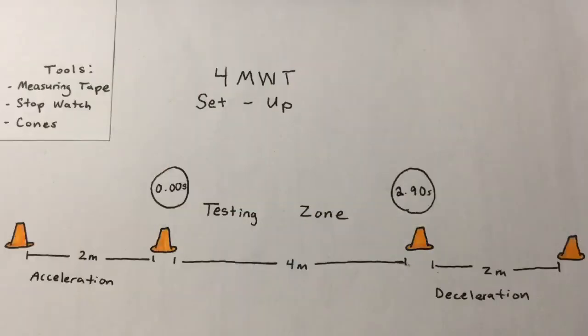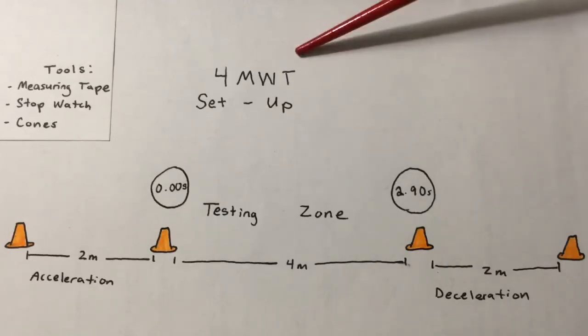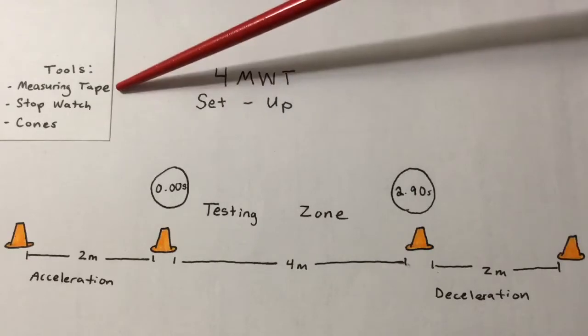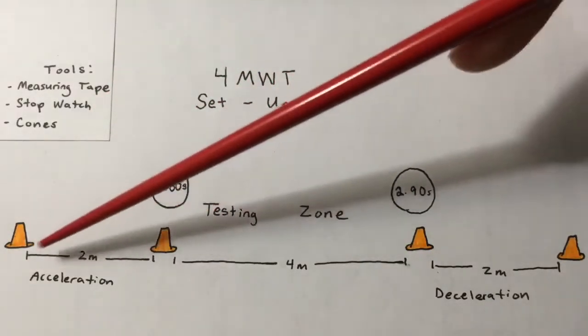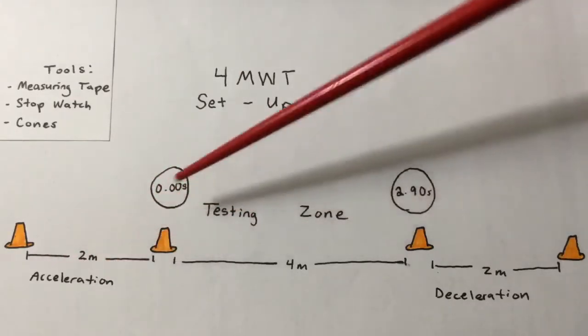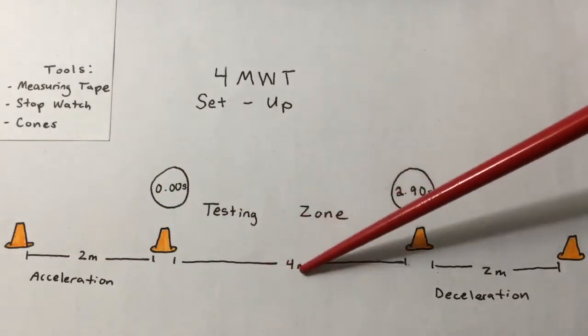There are several ways we can measure gait speed. For today's purposes, we will be using the 4-meter walk test. The tools you will need are a measuring tape, stopwatch, and cones. The first section you will measure is a 2-meter acceleration zone. The second will be the testing zone, which will be 4 meters.